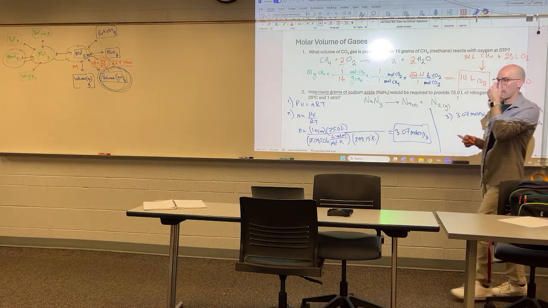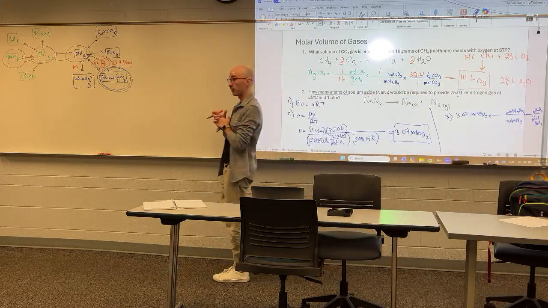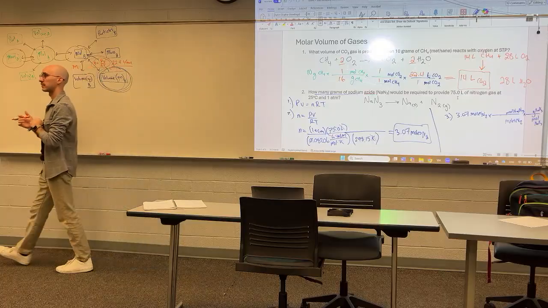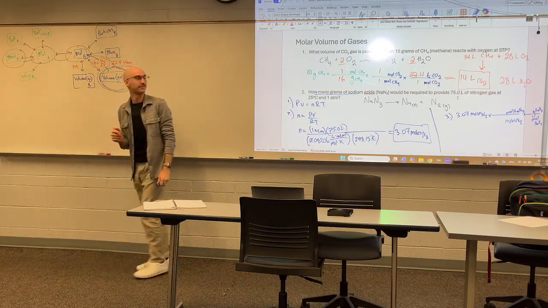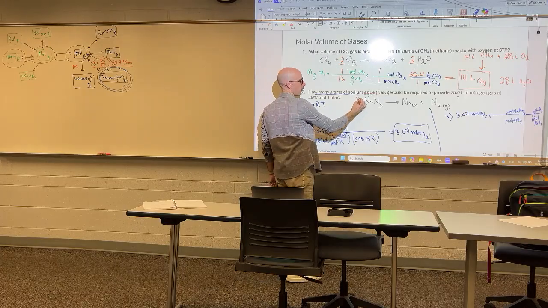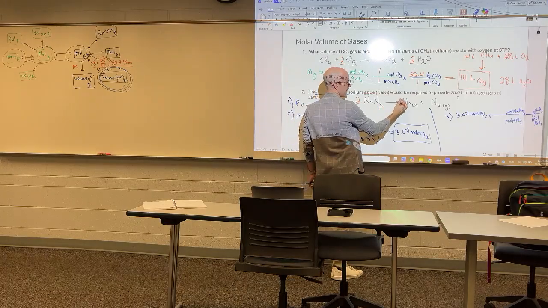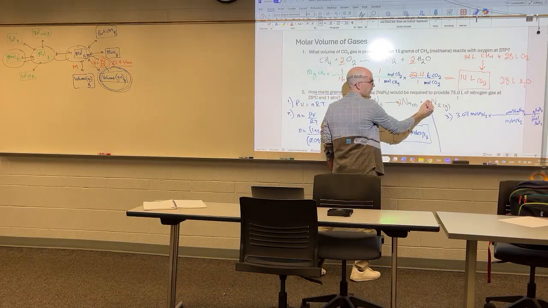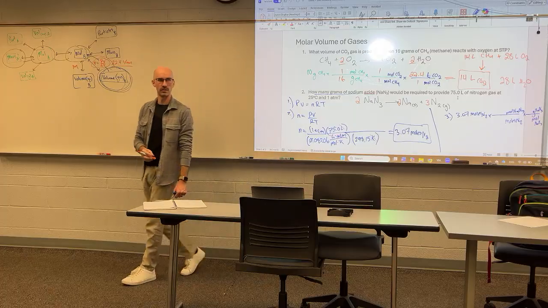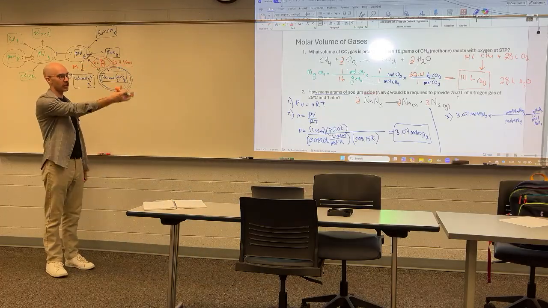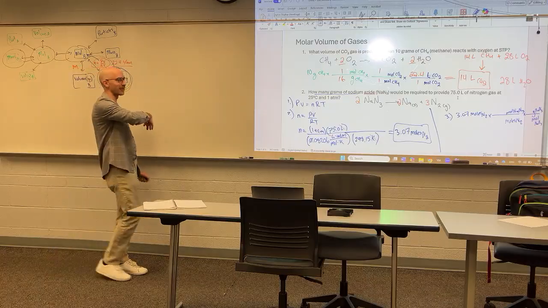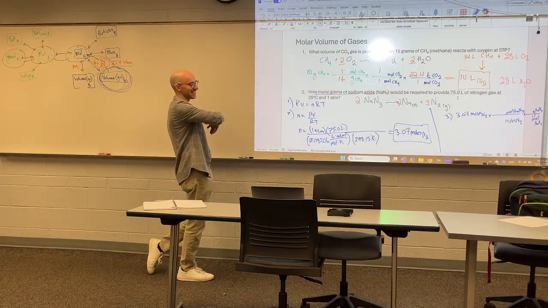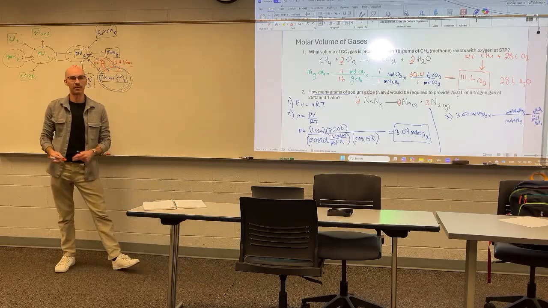All right. Can anybody give me coefficients to balance this? 2, 2, 3. 2 moles of sodium azide makes 2 moles of sodium and 3 moles of nitrogen. 2 sodium on the left, 2 sodium on the right, 6 nitrogen on the left, 6 nitrogen on the right. Good work.